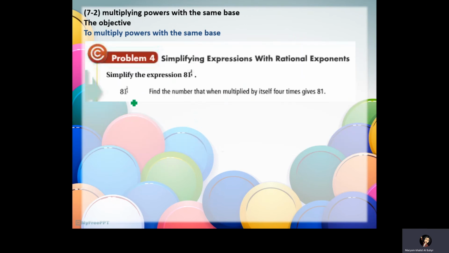Let's start. My basic idea here. 81 to the power 1/4. So 81, all this to the power 1 over 4. Let me do it with you in two ways. The first way, second way.